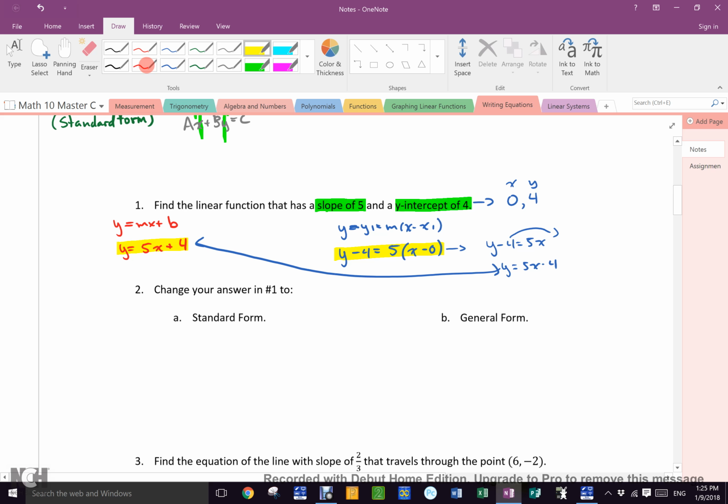Should I use the red one or the blue one? Why is the red one easier? There's no multiplying, there's no brackets or anything, right? It's just moving stuff around. So right now, I've got y equals 5x plus 4. And I want standard form, which is ax plus by equals c. What do I need to do to that guy to make him look like that guy?